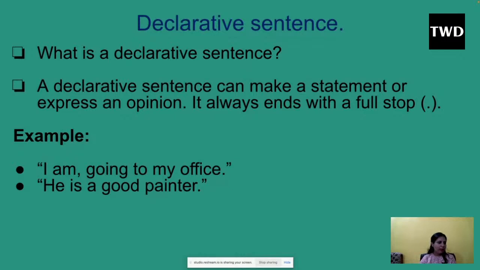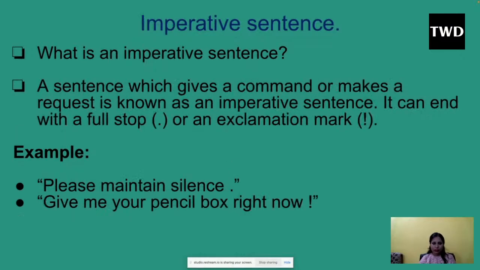Apart from this, if I am giving an opinion about somebody, like he is a good painter, or he is a very hardworking boy, in these cases, I have got some opinion about people, and that's why the opinion which I'm telling also comes under declarative sentence.